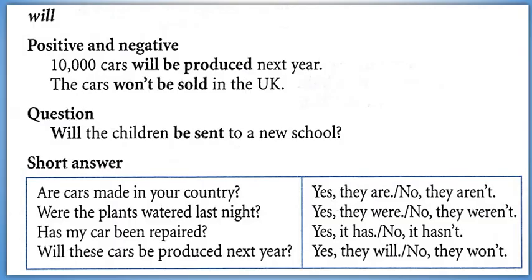Okay. Now we come to will، صيغة الفيوتشر. 10,000 cars will be produced next year. The cars won't be sold in the UK. Will be هي صيغة ثابتة سواء كان الفاعل مفرد أو جمع in the future. بعد يجي past participle. لاحظ إنه النفي يكون للـ will، will لما ننفيها تتحول كتابتها إلى won't. كذلك بالنسبة للـ question with short answers.